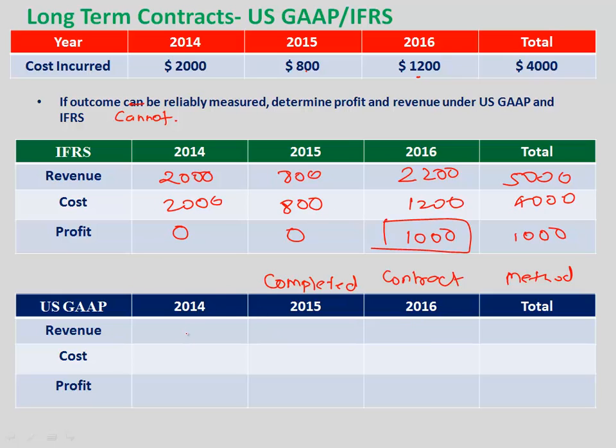In US GAAP, revenue in year 1 is 0, cost in year 1 is 0, profit in year 1 is 0. Same is the case in 2015. In 2016, we will recognize the entire revenue of 5000, entire cost of 4000, and therefore we will recognize a profit of 1000 in the final year. Let's move on further.